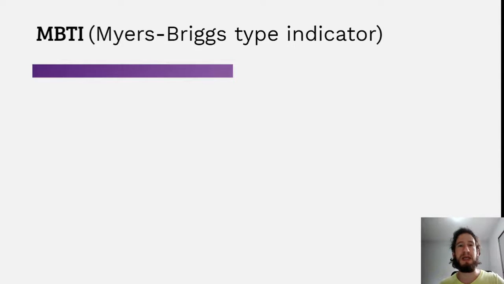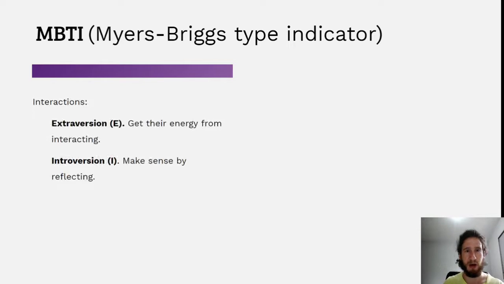The first one will be MBTI, which is the Myers-Briggs Type Indicator. I think they are daughter and mother, or two sisters. I'm not sure of scientists. The MBTI has four dimensions, and in each dimension there are two options. So in the end you have 16 personality types, and they go as follows.